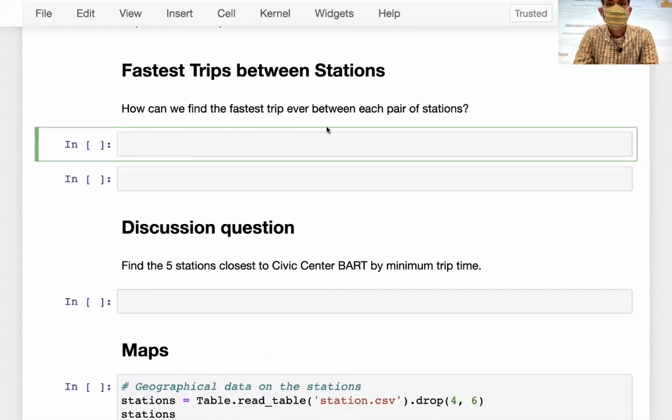How do we find the fastest trip between each pair of stations? It's basically like what we did before, but instead of showing it in a grid, I'm going to show it in a table with one row per pair of stations using group.